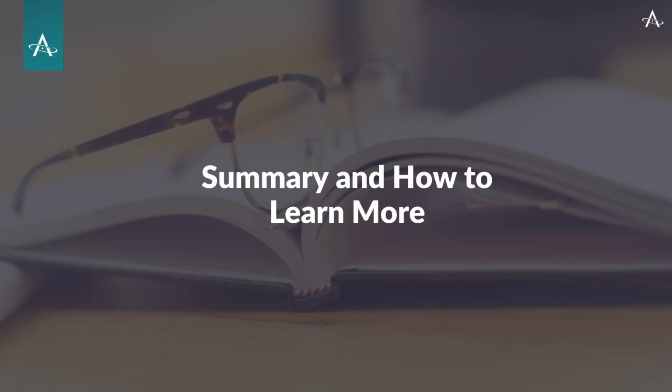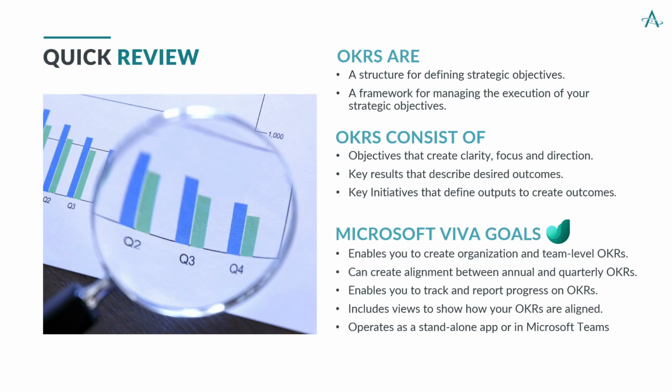Awesome. Okay, so just a quick review. As it says here, OKRs: it's a structure for defining strategic objectives. It's a framework for managing the execution of those objectives. It always consists of 3 components: an objective that creates clarity, focus, and direction, key results that describe outcomes, and key initiatives that define outputs, or the active work that you do to drive those outcomes.